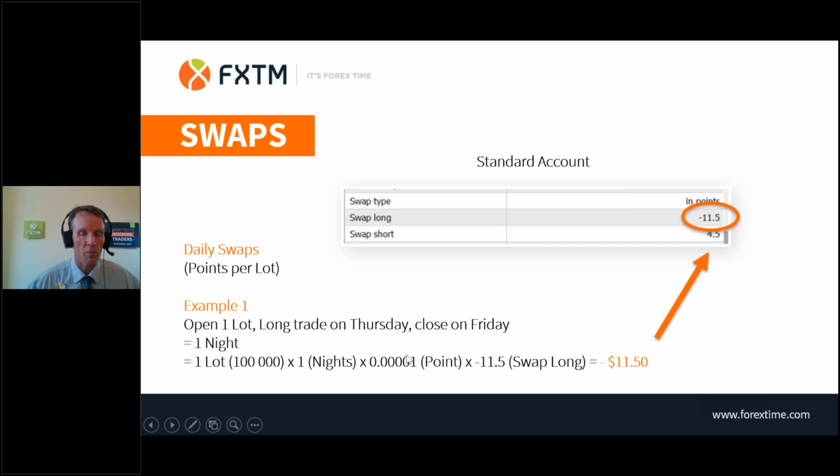times the amount of points. Remember, that is in points. We pay 11.5 per point, and then you get 11.5. So that's what your overnight swap for that position is. Right. So as you can see, it's not a lot if you consider that it's one lot, but it can add up, especially if you leave the positions open very, very long.